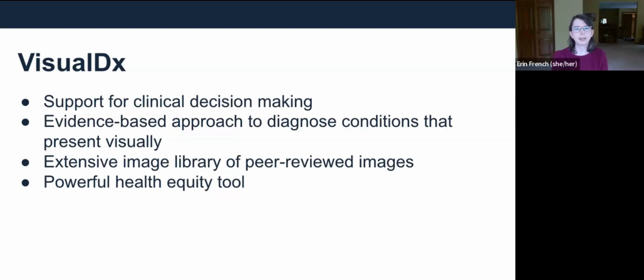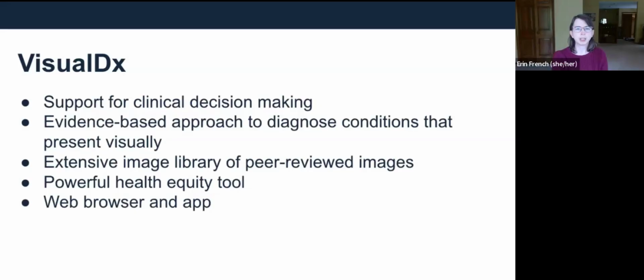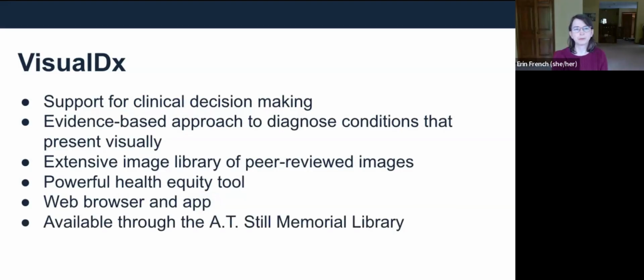Over 25% of all images in the database illustrate how conditions can present on types 4, 5, and 6 of the Fitzpatrick scale. This tool is available through a web browser and an app, making it ideal for use in didactic and clinical settings. At ATSU, it's available through the A.T. Still Memorial Library.